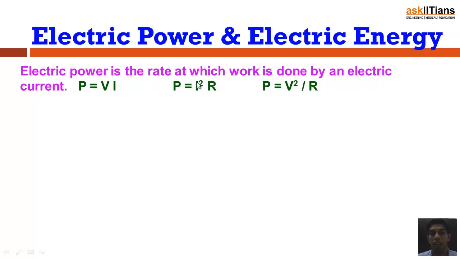But make sure that when I say power is proportional to R, I'm keeping in mind that my current is constant, so I square is constant. Similarly, when I'm saying power is inversely proportional to resistance, I'm keeping in mind that my voltage is constant.